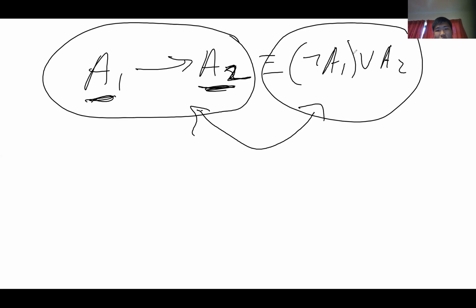So in the whole or statement, it is true if one of these guys is true. And in this case, if A1 is false, then we don't care about A2. So this whole statement is true. And then if A2 is true, then this statement must also be true. So these guys actually have the same truth value if A1 and A2 are assigned the same thing. So these are logically equivalent.